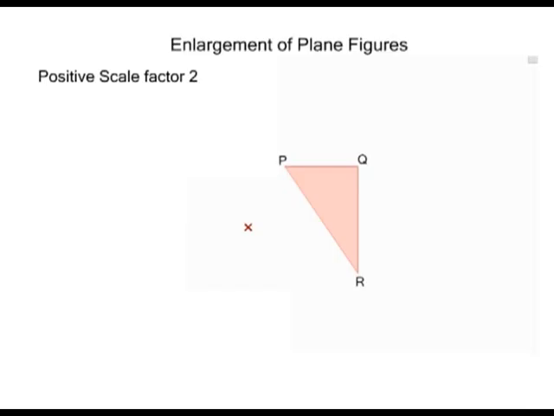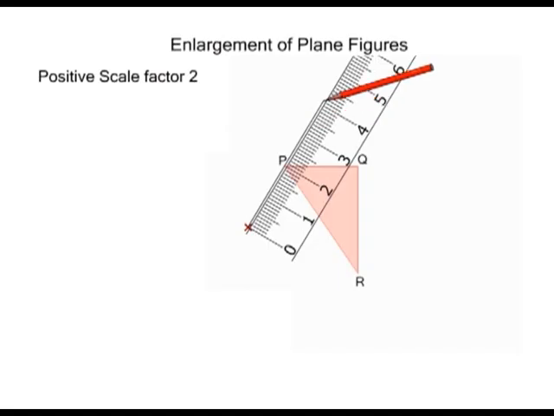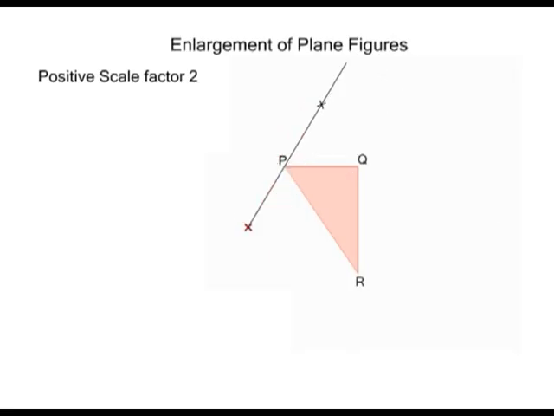So let us now enlarge triangle PQR with a scale factor of 2 about the center of enlargement X. First, draw a projection line from X to one of the vertices and extend it. We measure the distance XP. It's 2 centimeters. Scale factor is 2, so we double that distance and we get 4 centimeters. Notice that all distances are measured from the center of enlargement, and that is point P prime.